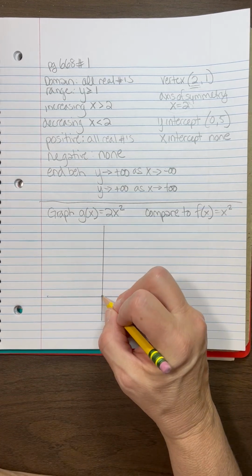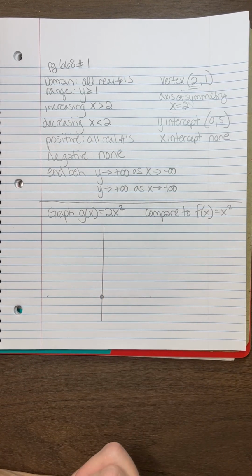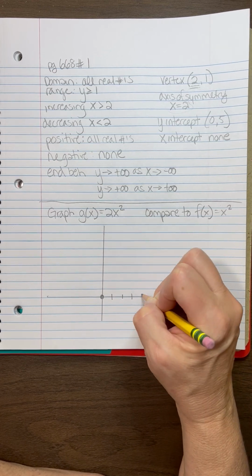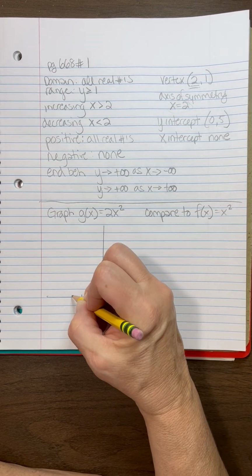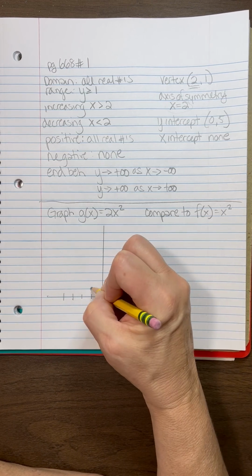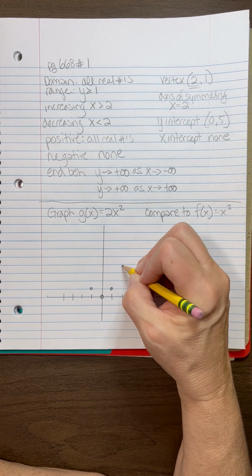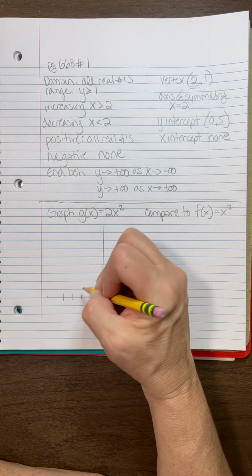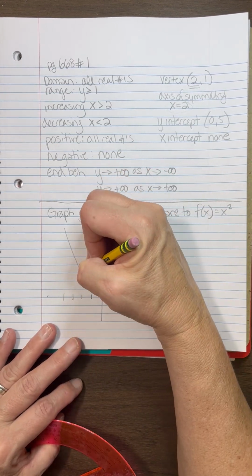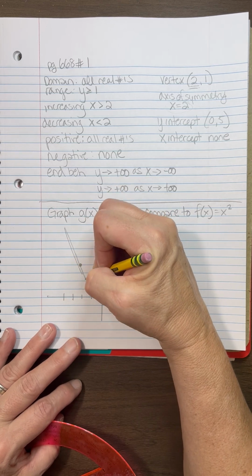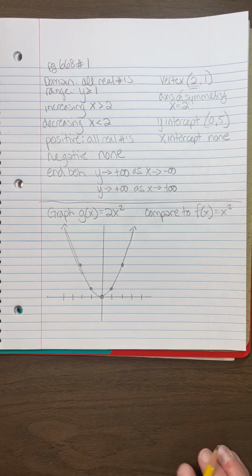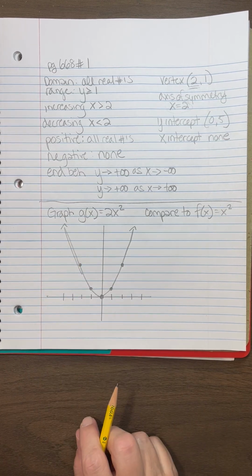Well, remember, its vertex is going to be at 0, 0, right? And then 1, 2, 3, 4. 1, 2, 3, 4. So it's also going to have a point at 1, 1, negative 1, 1, and then 2, 4, and negative 2, 4. Okay, so that's f of x. That's your parent function. So it's always going to look like that. Okay, what would g of x look like though?